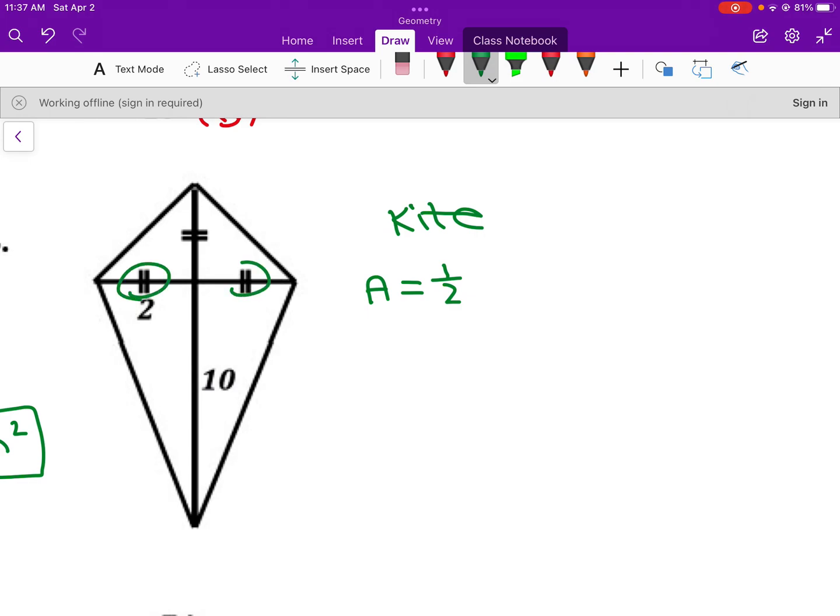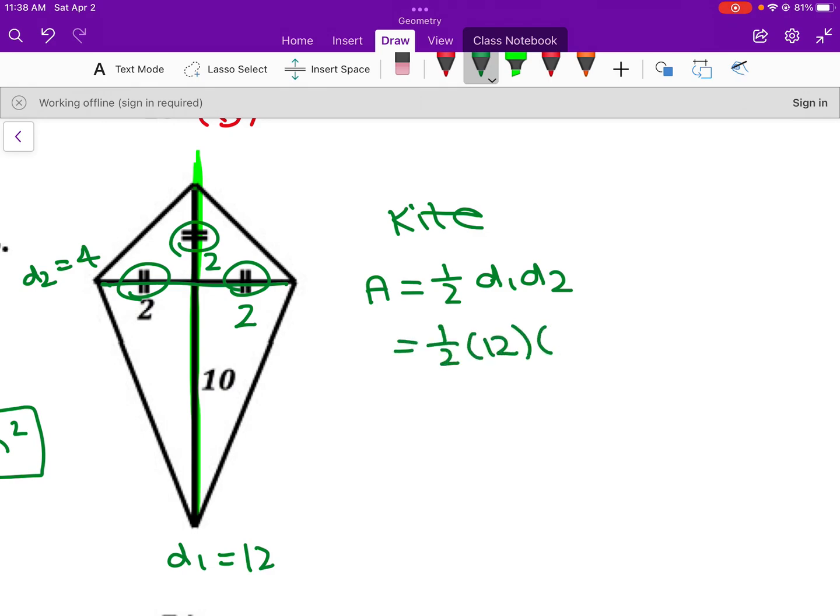We see that these markings are telling us these are all the same. So that makes this a 2 and this a 2. So actually diagonal 1 is the full length of this guy right here, which would be 2 and 10. So that's a complete distance of 12. And then my diameter 2 in the other direction here is just 2 and 2, which is 4. So if I set up my 1/2 d1 times d2, this is actually 1/2 of 12 times 4. 12 times 4 is 48. If you cut that in half, that is 24. And then we don't have a unit again, so we'll just say units squared.